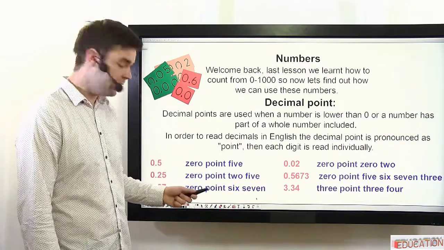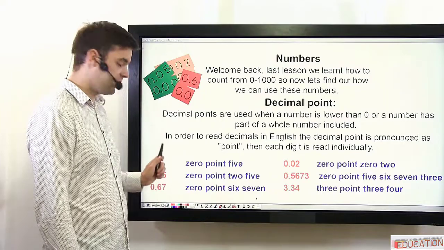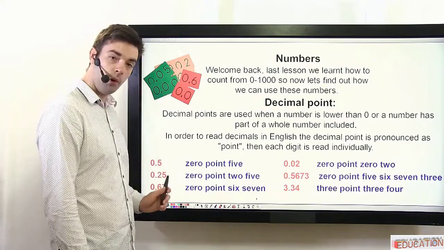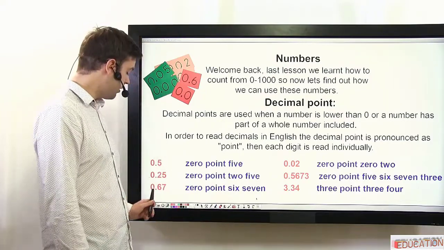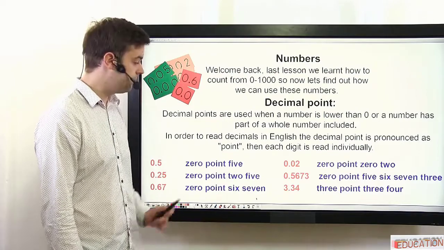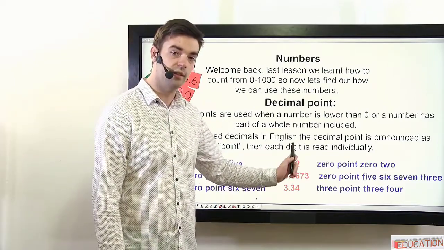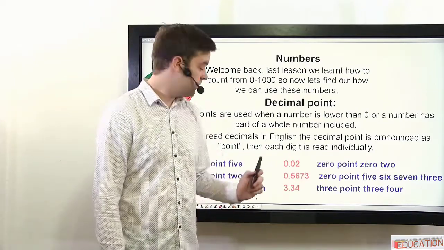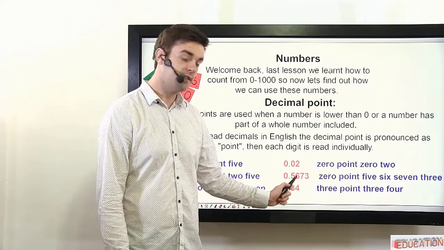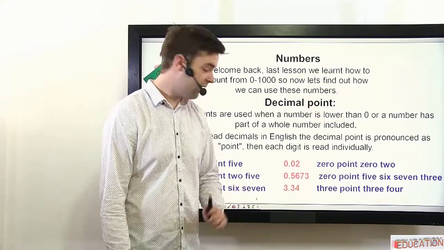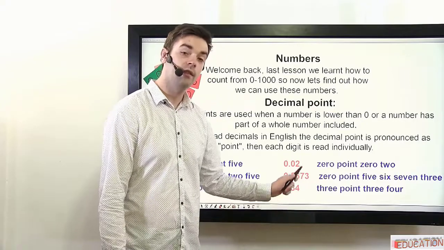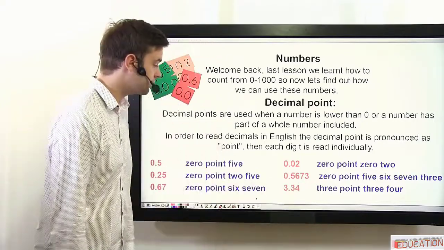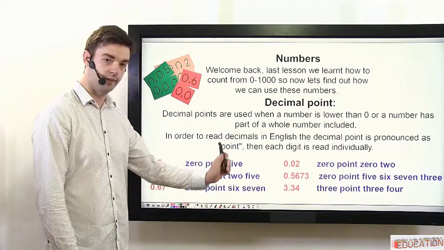So these are the decimal points. 0.5, 0.25, 0.67, 0.02, 0.5673, 3.34. Just remember, point.